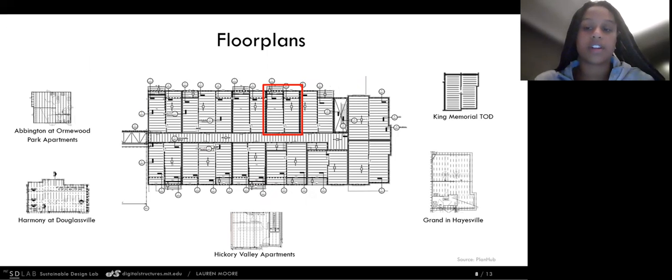Here I have shown the similarities between the flooring in various apartment buildings to demonstrate the repeated modules I referenced earlier. For simplification of this presentation, I'm focusing on one specific module in the King Memorial apartment building located in Atlanta, Georgia, which you can see outlined here in red.